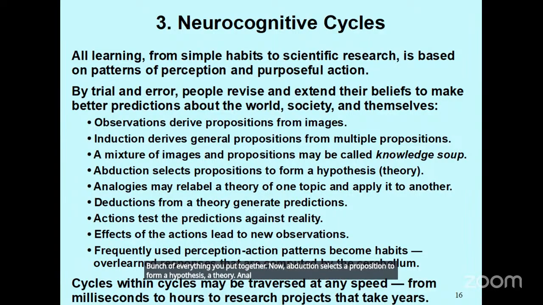Now, abduction selects a proposition to form a hypothesis, a theory. Analogies may relabel a theory of one topic and apply it to another. Deductions from a theory generate predictions, and actions test the predictions against reality. And effects of the actions lead to new observations, and frequently used perception action patterns become habits. And overlord responses are computed by the cerebellum, not by the huge cerebrum, but by the cerebellum, which actually has more neurons. The cerebellum, in some sense, is more powerful in its processing power than the huge cerebrum. And that is a very serious question of how do you deal with it.